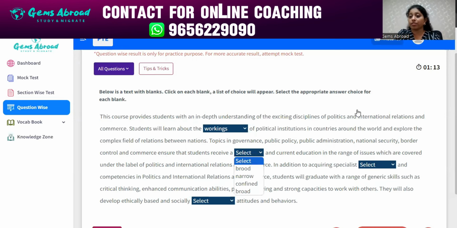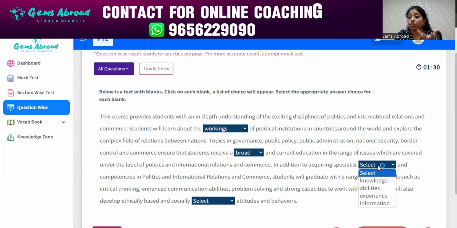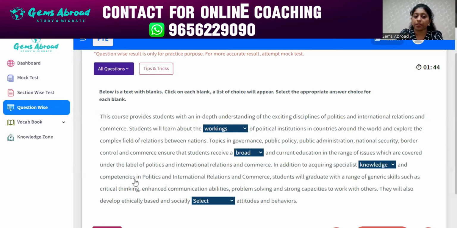Ensure that students receive what? A dash in current education in the range of issues. They receive a broad and current education in the range of issues which are covered. In addition to acquiring a specialist what? Knowledge, abilities and experience, acquiring knowledge and competencies in politics, international relations and commerce.